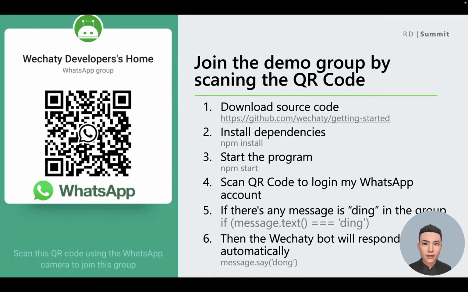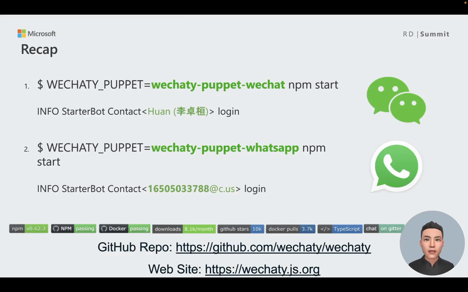I think I have successfully demonstrated the Dingdong bot example to you. I hope everyone has a good understanding of how Wechaty can be this easy to support many instant messaging platforms with the universal API. Let's recap the most important part. We have demoed the Dingdong bot on WhatsApp by setting the puppet to WhatsApp. And the same code can be running on WeChat by only changing the environment variable from WhatsApp to WeChat.